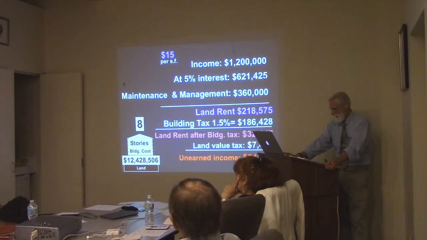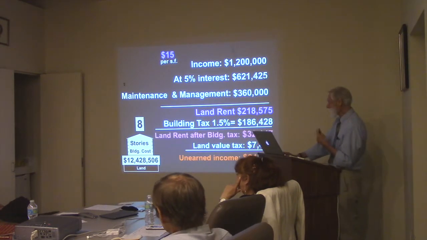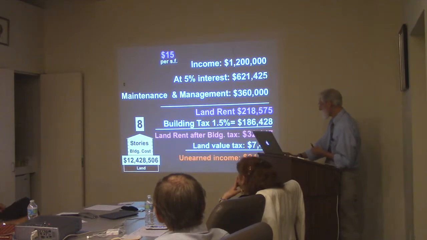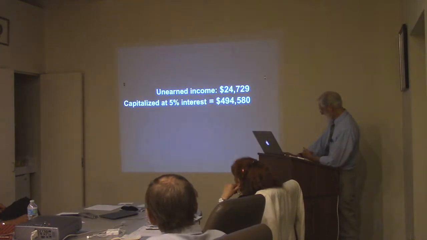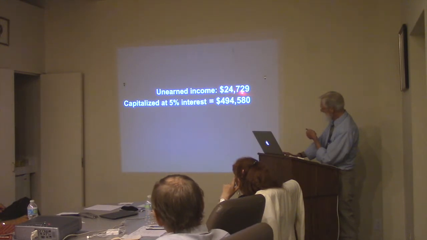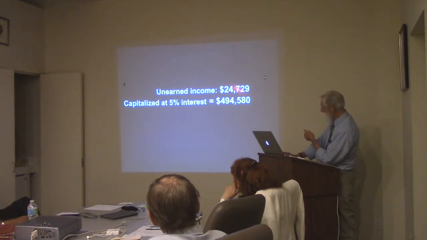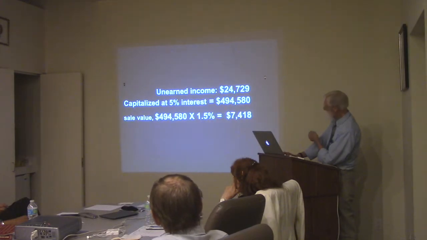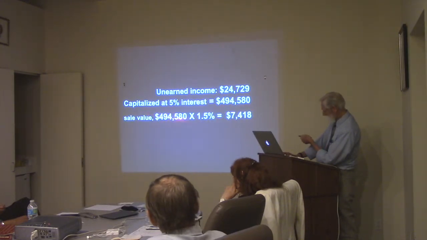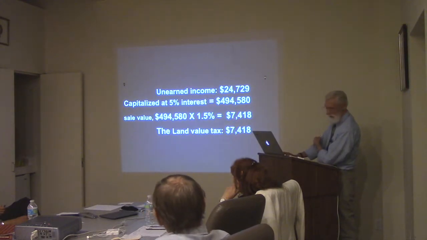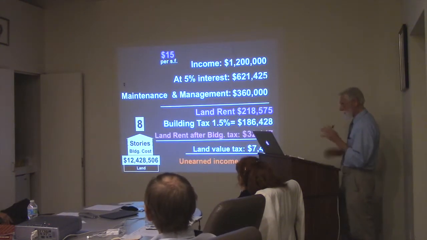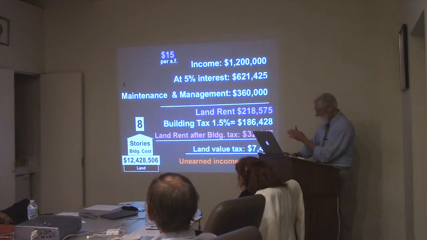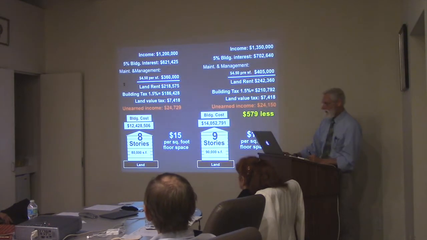All right, now who's going to ask me how did you get the land tax? Where did I come up with that? I don't know if anybody was just coasting here or you were thinking, what the hell? Well, here's how I came up with it. The unearned income was 24,000, capitalized at 5%. In other words, 24,000 invested is 5% of 494,580. So the selling price times 1.5% is 7,418 in land value tax.